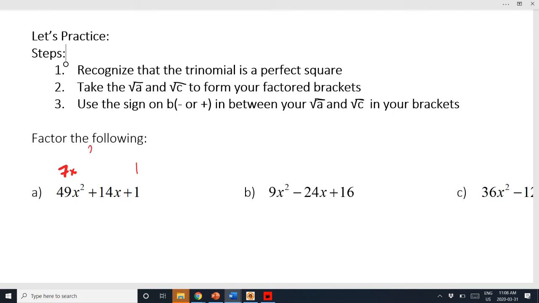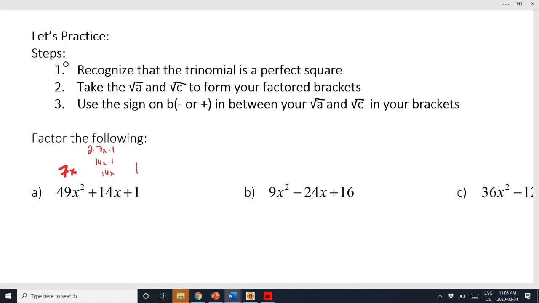So does it equal 2 times 7x times 1? And we just multiply those through. 2 times 7, that's 14x. And then 14 times 1, that's just 14x. So it does follow that pattern.